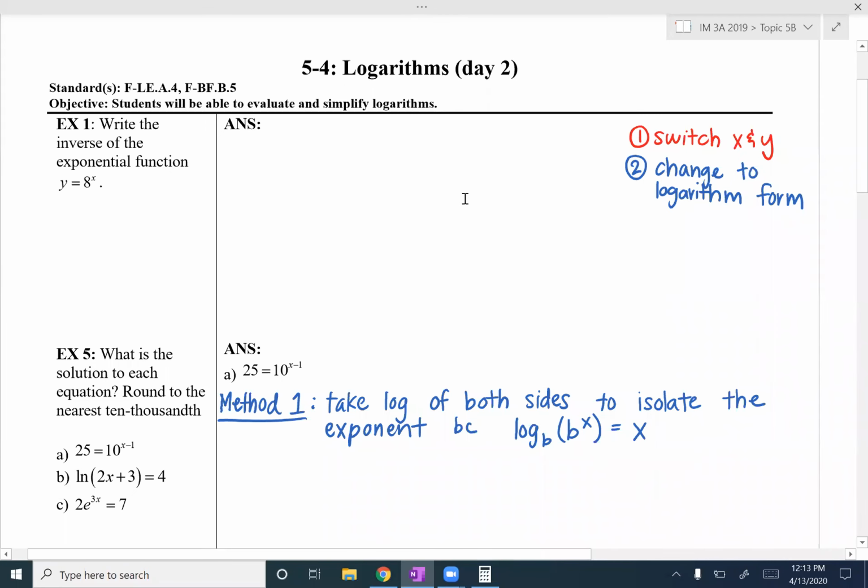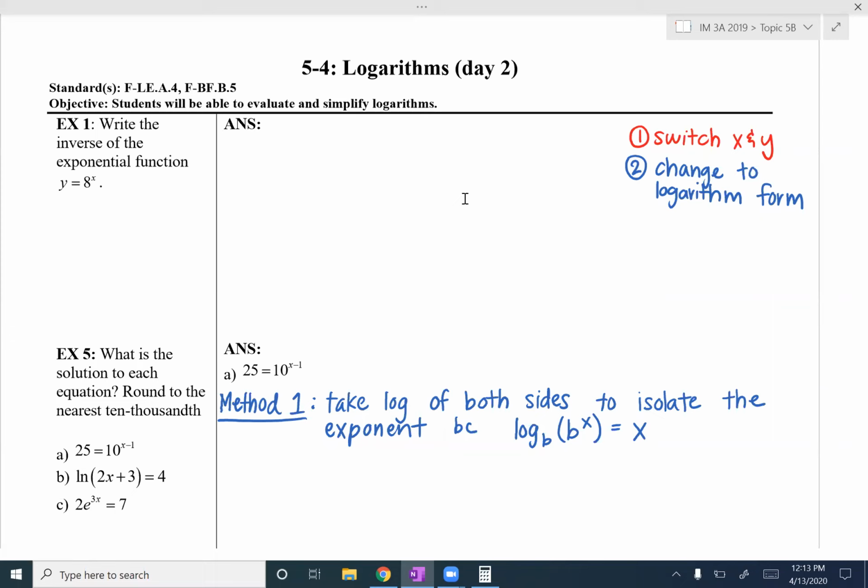Okay, so in this video, we're looking at section or topic 5, section 4, logarithms, day 2. In these notes, we're going to be writing inverses and finding solutions to equations that involve the common logarithm and the natural logarithm, because those are things that we can use on our calculator.